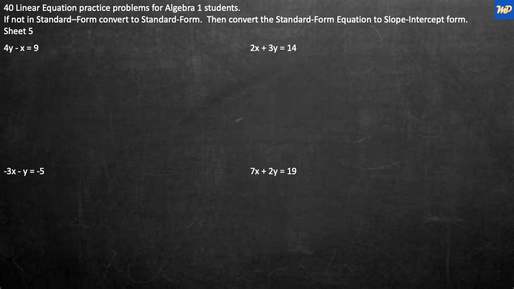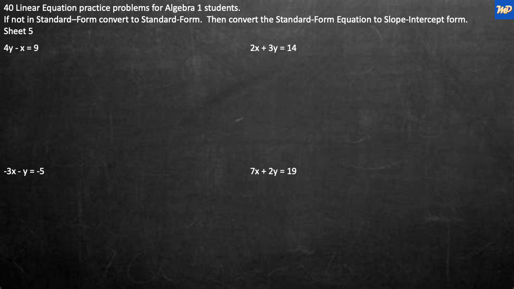Okay? Okay, so I seem to have done these out of order. We're now on sheet 5. I think I just finished sheet 6 out of order, so we're going to do 5 now. We know the rules. Convert to standard form first, and convert to slope-intercept form second.